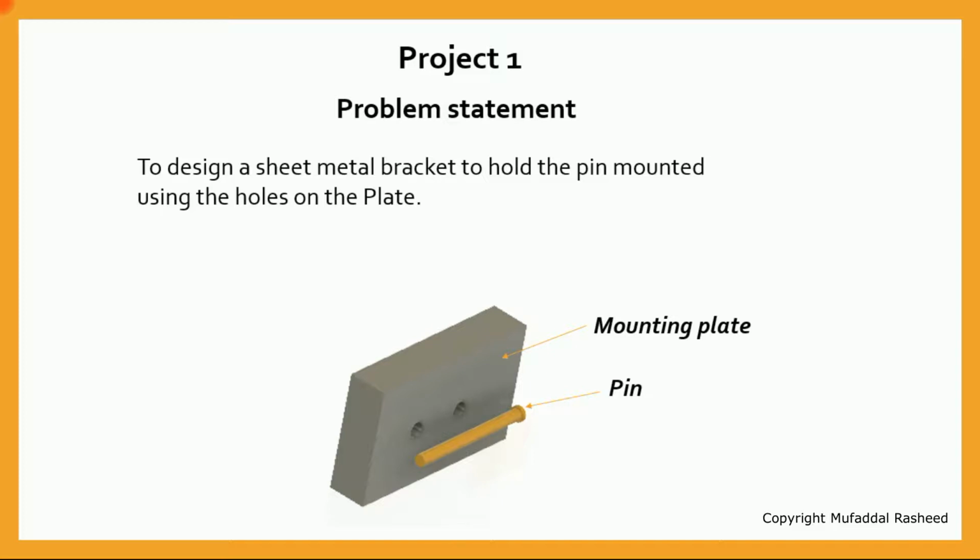So let's start with project 1. This is the first project in which we have to design a sheet metal bracket to hold the pin mounted using the holes on the plate. So basically we have a plate over here which has 2 holes, and there is a pin which is located over here, and that pin has to be mounted onto the mounting plate using a bracket. So that is what we are going to design.